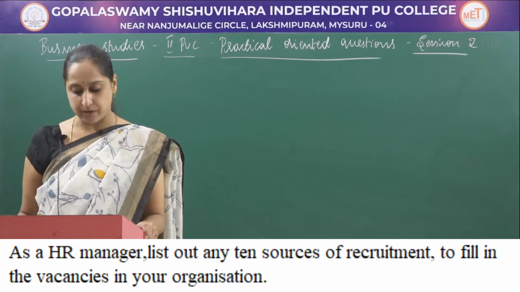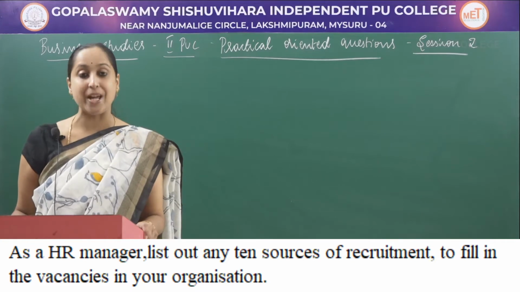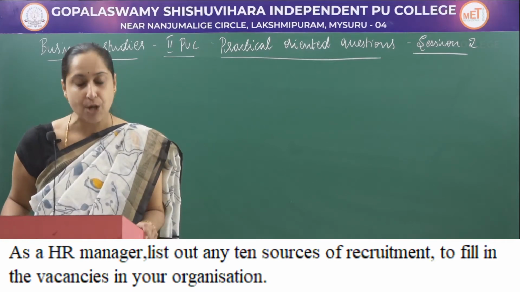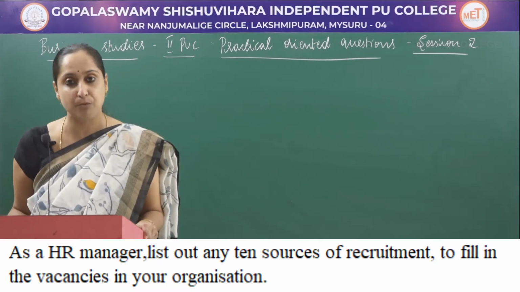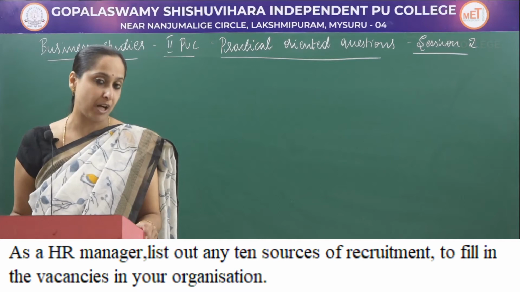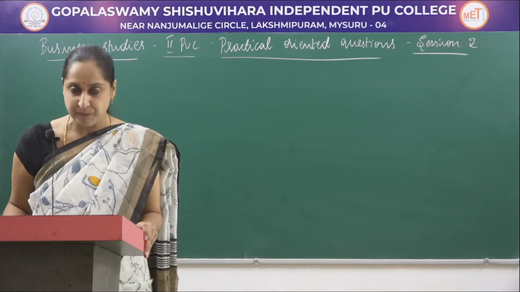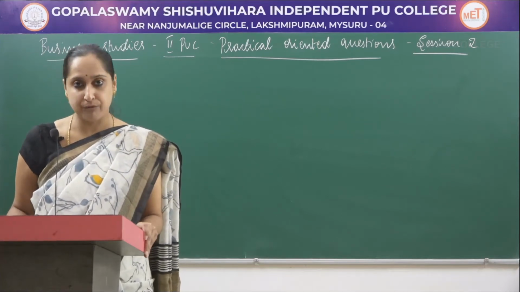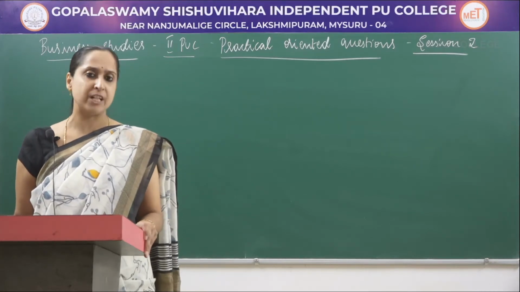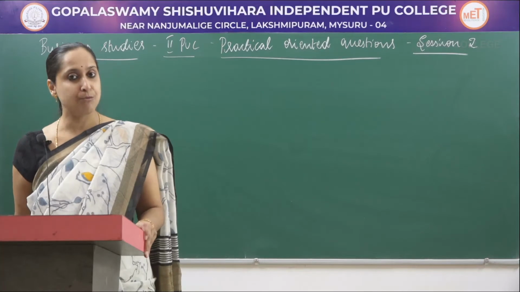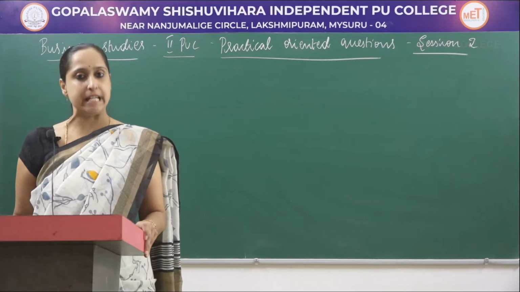As an HR manager, list out any 10 sources of recruitment to fill in the vacancies in your organization. So here you have to make a list of the various sources of recruitment. As you know, there are two types of sources of recruitment: one is internal source and one is external source. You have to list out any 10 sources. Here there is no need to write any explanation. You have to just mention the various sources. As you know, a practical oriented question is for 5 marks. It comes in section E.